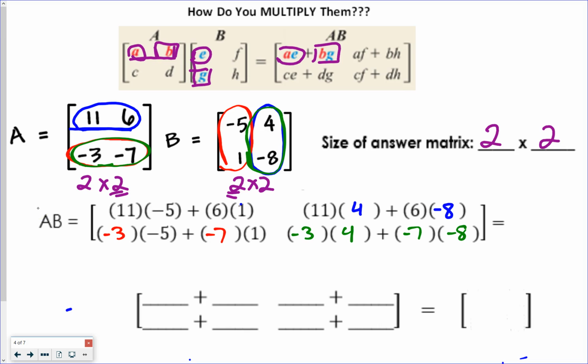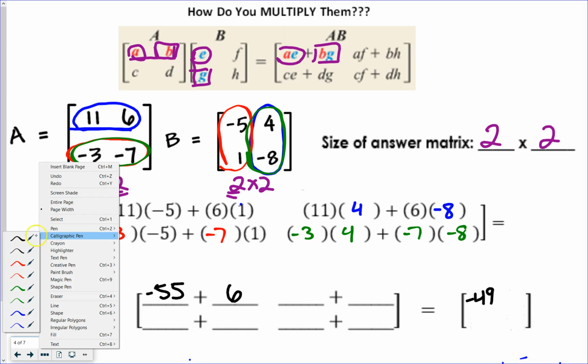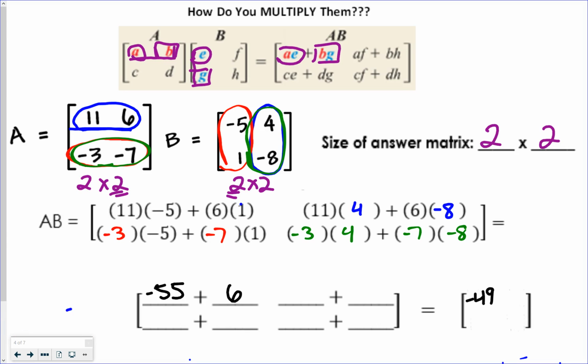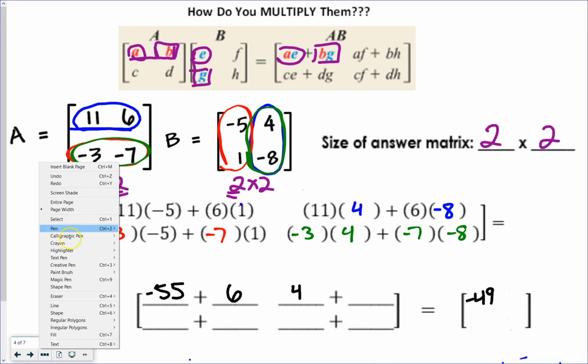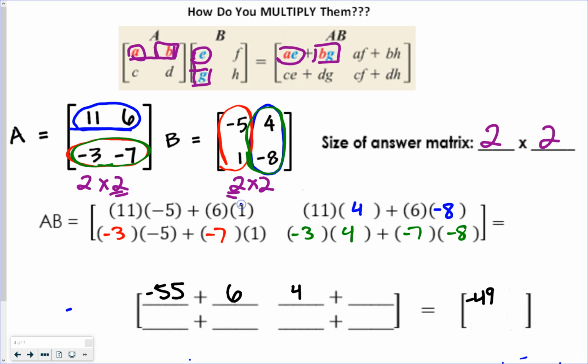So, let's simplify this first entry. What's 11 times negative 5? And what's 6 times 1? What is negative 55 plus 6? Okay. All right, my next one. What's 11 times 4? All right, and what is 6 times negative 8? So what's 44 minus 48?